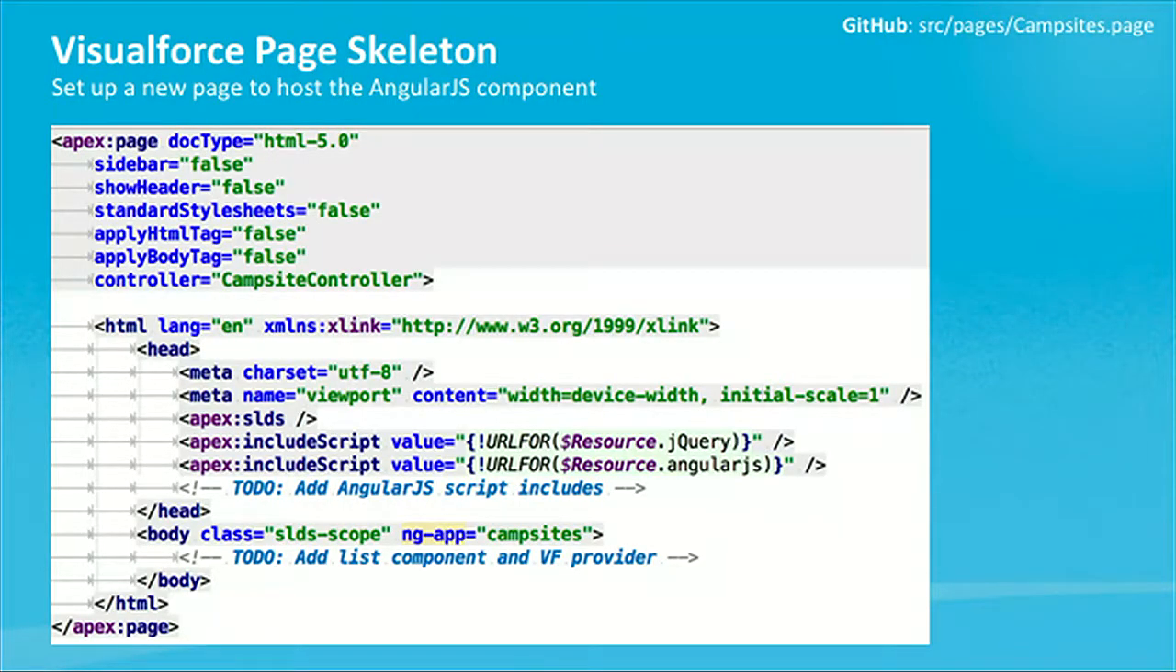So here, setting up our list of available campsites. This is an example of just a bare bones Visualforce page. There's no header, there's no CSS, and so forth. We have includes for the Lightning Design System, so we can benefit from all the styling that comes with that. We have our jQuery and AngularJS libraries there, and essentially just a kind of a boilerplate where we will put our app.